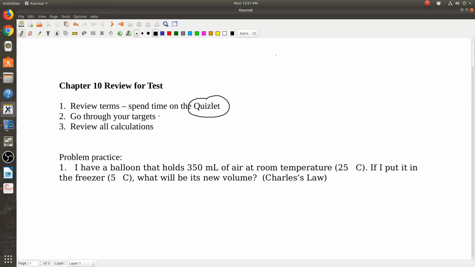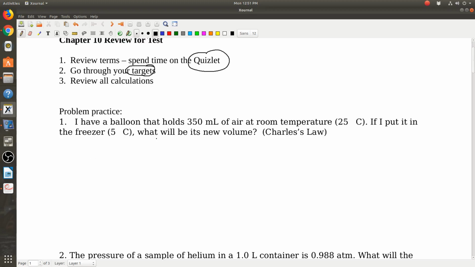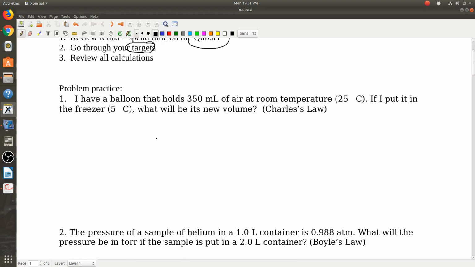So there we are. We went through that. Go through all your targets. The targets have been given to you. If not, you can get them off the Google Drive folder, and review all calculations. So we're going to go through the calculations now. Practice problems. You can print this out if you want to. In fact, I'll put it on the Google Drive folder so you can look at it if you're practicing or want to review a little bit more. But we're going to go through here and mark this all up.